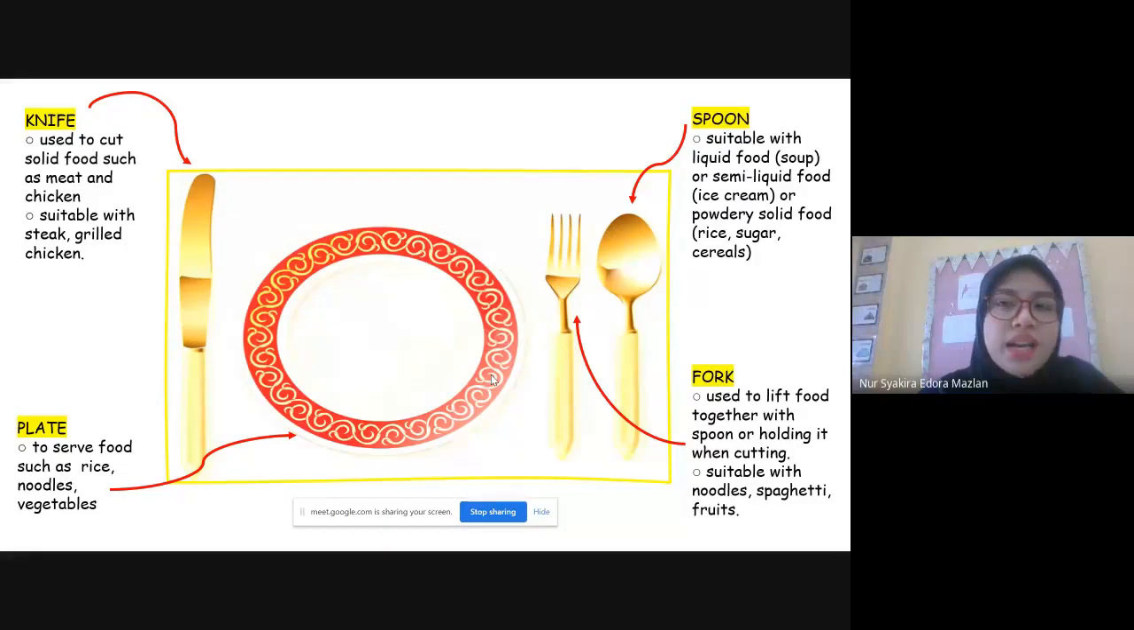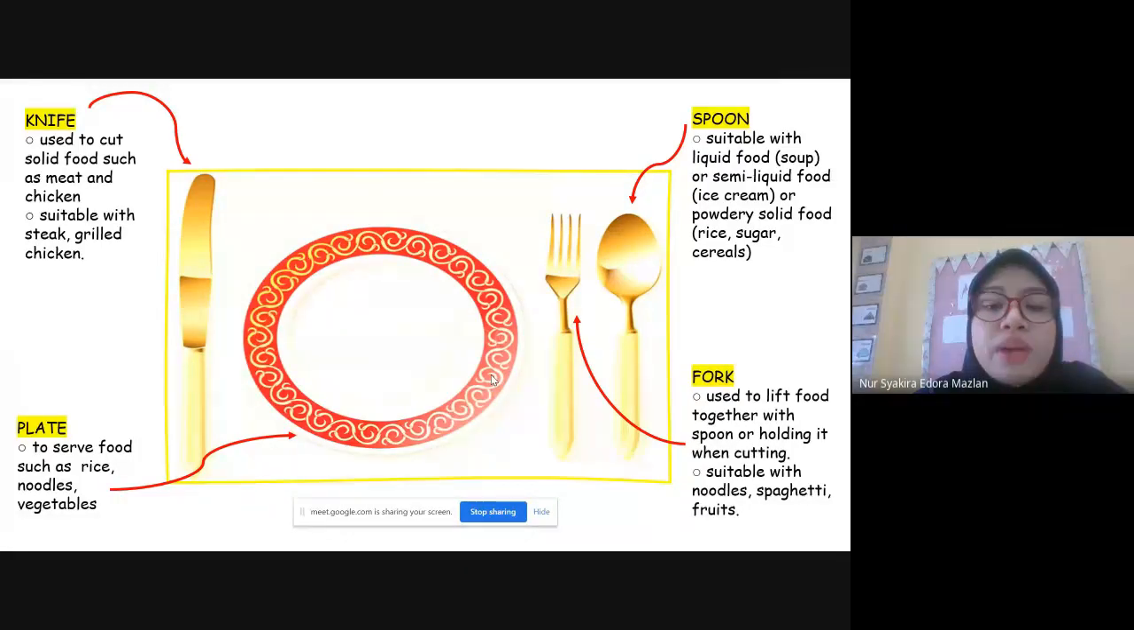So these are the examples of tableware that we regularly use in our daily meal. For example, knife, plate, spoon, and fork. Let's go to the first example, the knife. We use knife to cut solid foods such as meat and chicken, and it is suitable with steak and grilled chicken. As for plate, it is used to serve food such as rice, noodles, and vegetables.